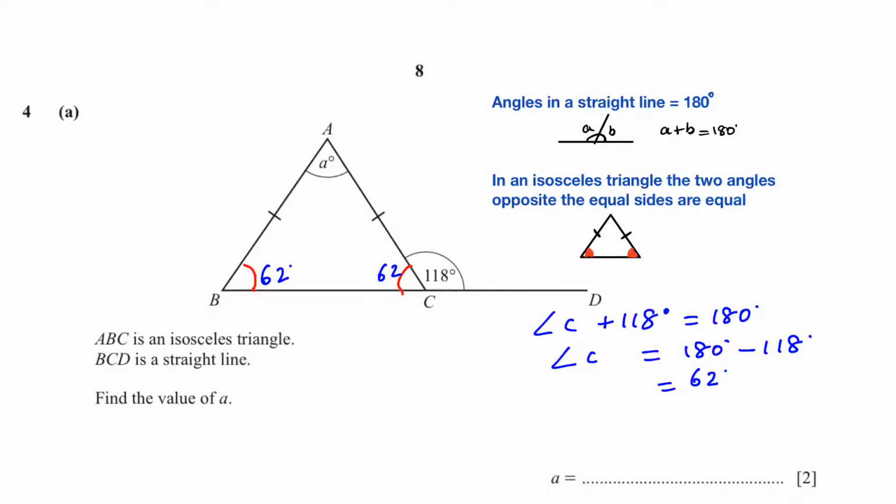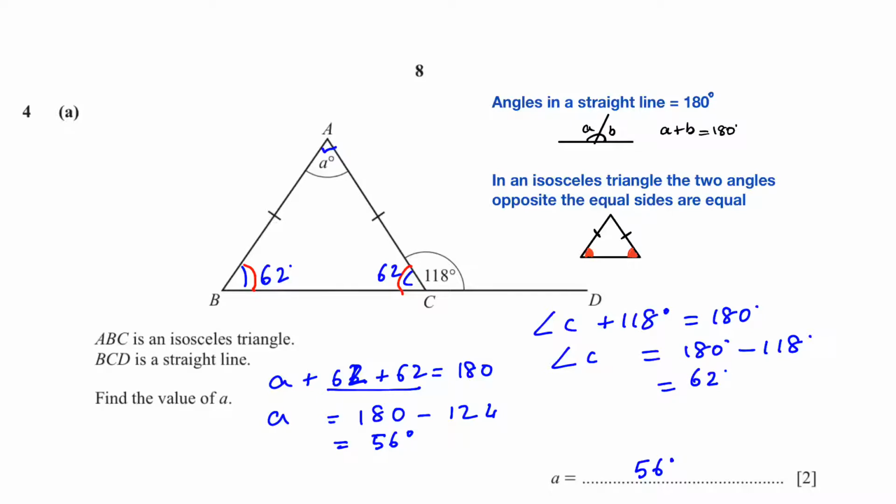You know, by some property of angles, if you add angle A, B and C, it will equal 180. So A plus 62 plus 62 is equal to 180. A is equal to 180 minus 124. When you add these two, you will get 124. And that is equal to 56 degrees. So A is 56.